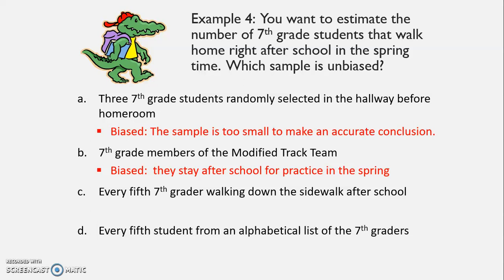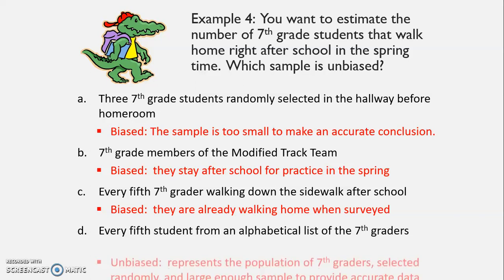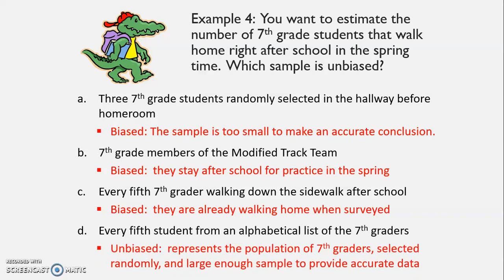So it's pretty random, right? Because it's every 5th 7th grader. But they're already walking home. So that would be an example of a biased survey because all of them are going to say that they walk home from school. And then the last one, every 5th student from an alphabetical list of the 7th graders. Do we think this would be biased or unbiased? And you can pause the video if you need more time to think about any of these. Okay, so this one would be unbiased, right? It's every 5th student, so it's random, and it's large enough because you're taking from the entire list of 7th graders, so it provides the most accurate and representative data.